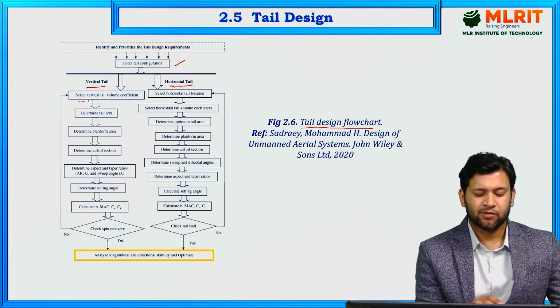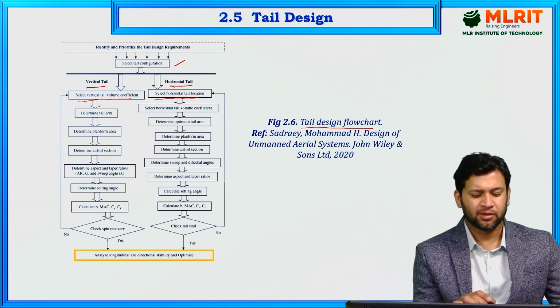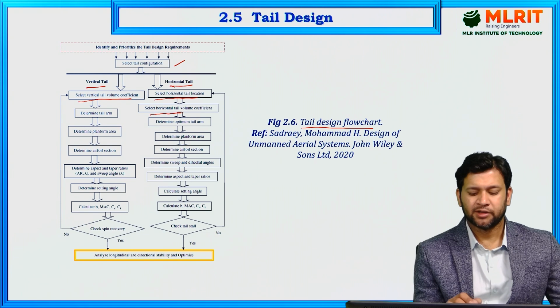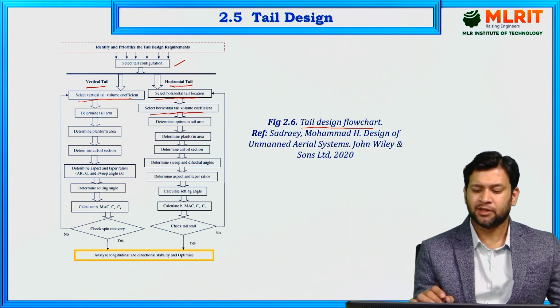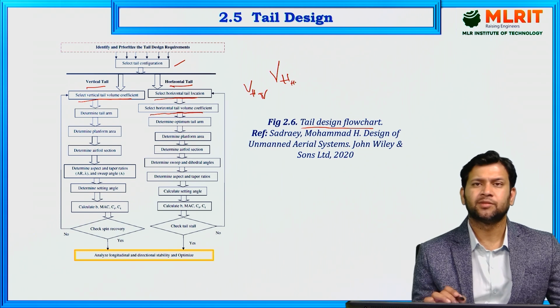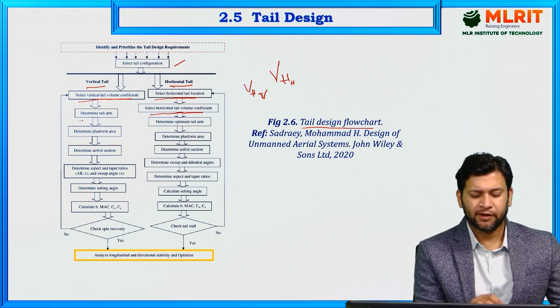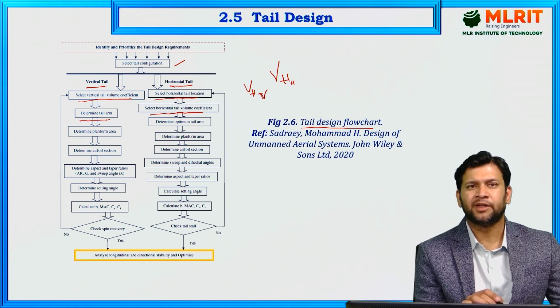We'll select vertical tail volume coefficient, and we'll select horizontal tail location. Horizontal tail location, after choosing that, we'll go with select horizontal tail volume coefficient, that is VH, and for this it is VV and this is VH. And in vertical tail, after selecting the volume coefficient, we'll determine the tail arm, that is the length of the tail, and then determine its planform area.